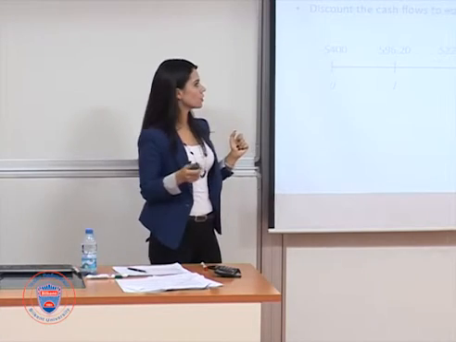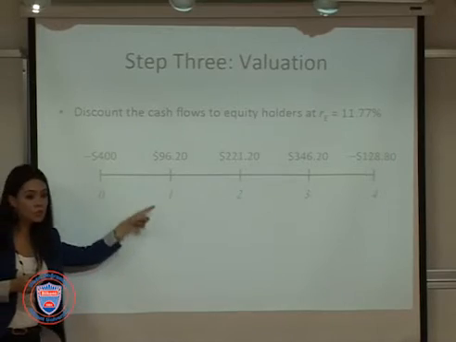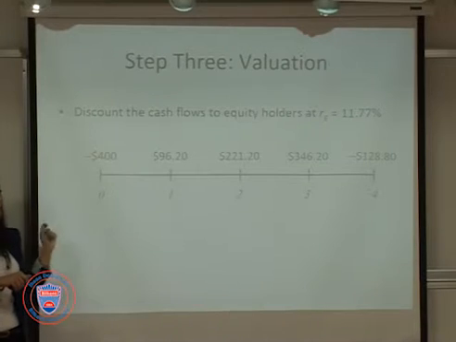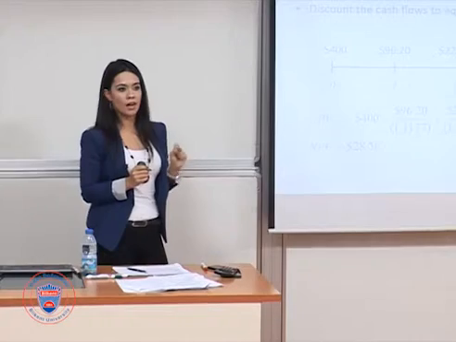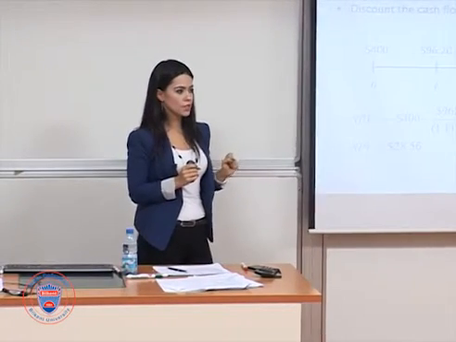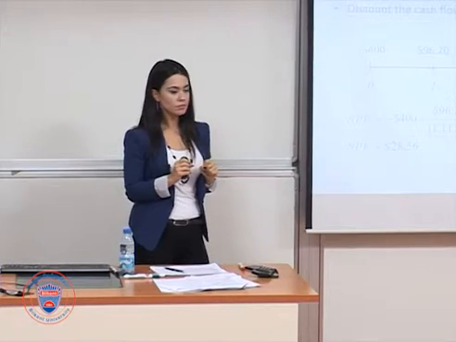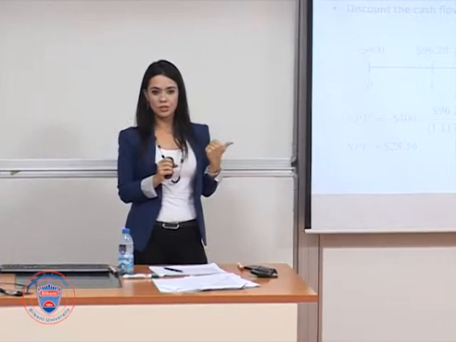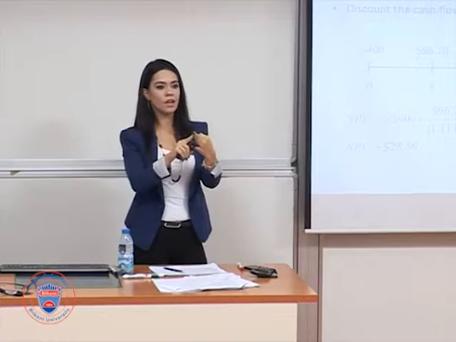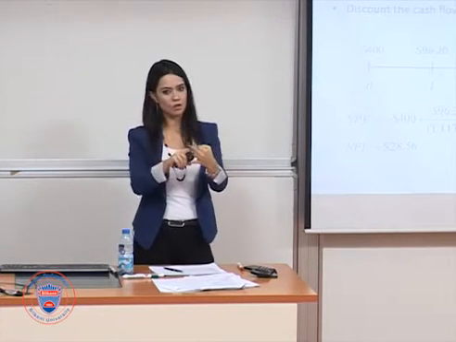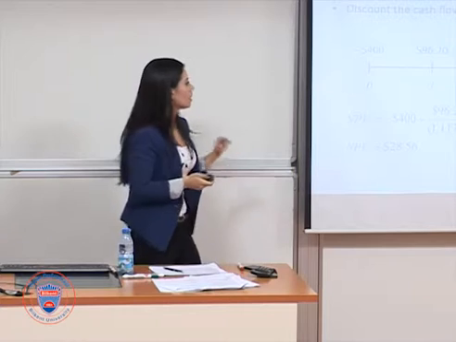Then what are you going to do? You're going to discount the cash flow to equity holders with the 11.77% cost of equity. So you're going to have something like this. So the flow to equity approach will give you $28 million NPV as the value of the project. So you're going to say, oh, this is a good project. Any questions about this? Calculate the cash flow to equity holders, calculate cost of equity, discount the cash flow to equity holders with cost of equity. That's it. Okay.